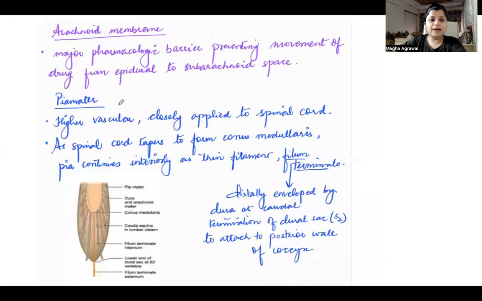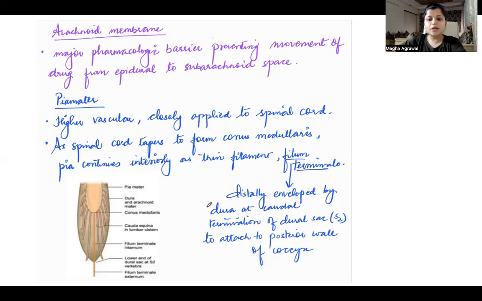And then we have the pia mater, which is highly vascular and closely applied to the spinal cord. As the spinal cord tapers to form the conus medullaris, as we have seen, the pia continues. As you can see here, at the conus medullaris the spinal cord is over, but the pia mater continues as the filum terminale internum, and then after the dura ends at L2, as the filum terminale externum.